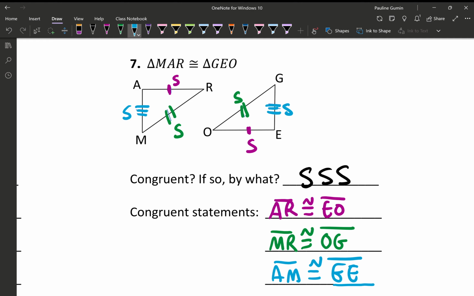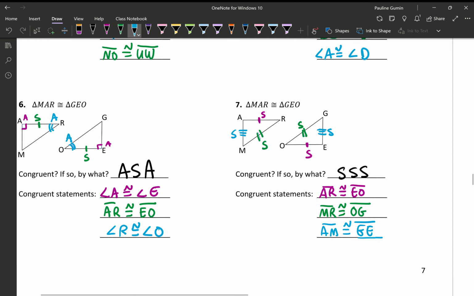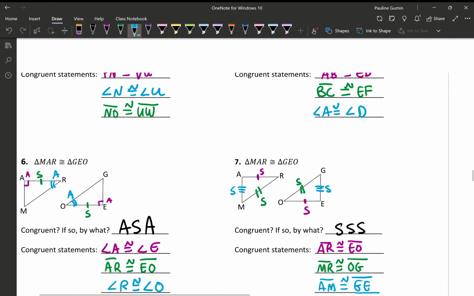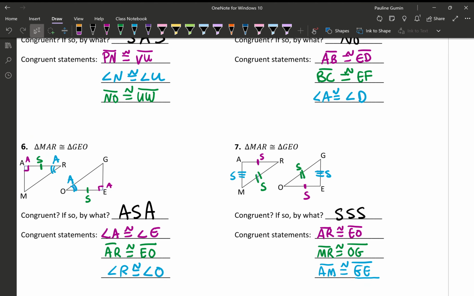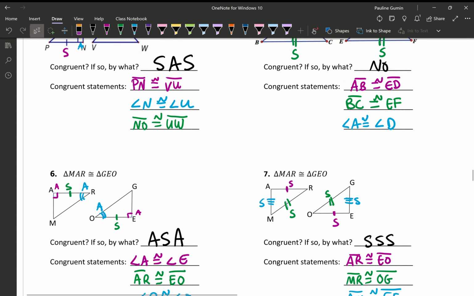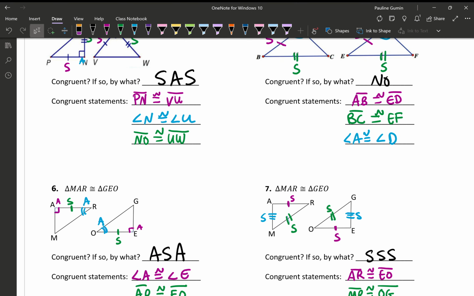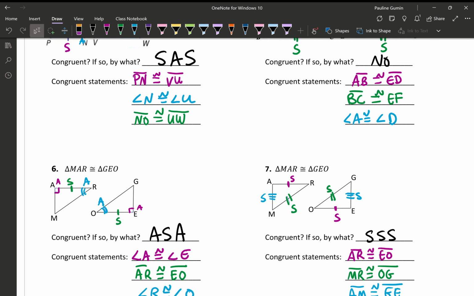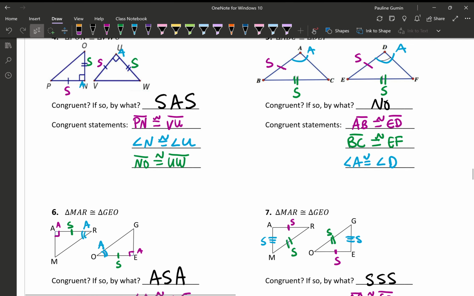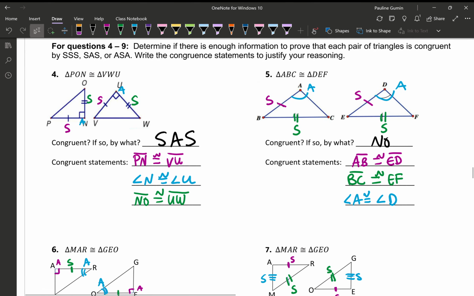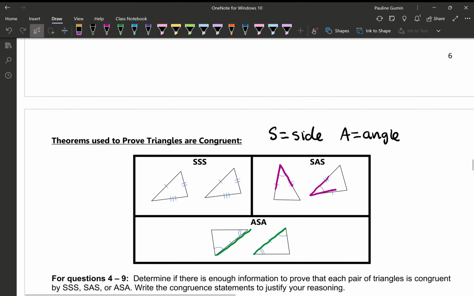Fantastic. If you have any questions, please feel free to ask me or whoever else is helping you. Sometimes it is hard to see the angle side angle or the side angle side sandwiches. And sometimes it is hard to notice that the tick marks are the same. So if you struggle with any of that, please let us know. We're happy to help you.